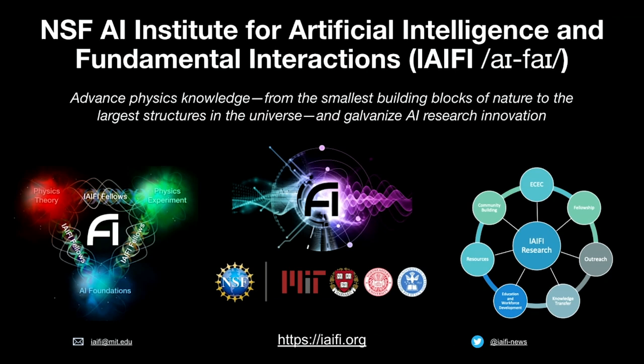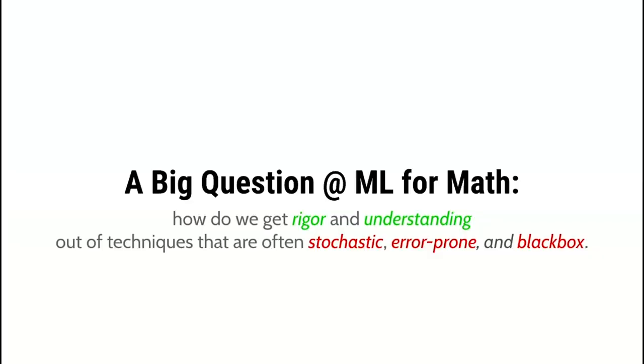Like I said, I'm trying to give a big picture talk about ways that math and ML might interact. One of the big questions that we should be talking about today, amongst others, is how we are supposed to get rigor and understanding, two of the things that are bedrock and foundational in mathematics, out of techniques that are often stochastic, error-prone, and black box? You've probably heard that deep learning is powerful, but that is not sufficient to necessarily apply it to fields that typically require rigor and understanding.